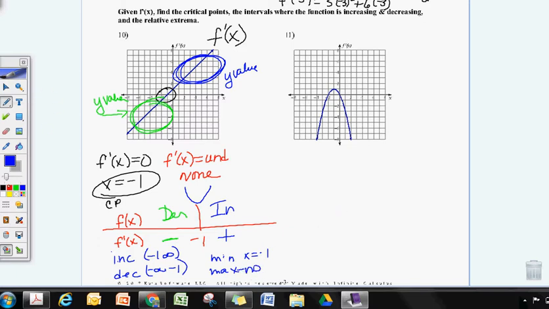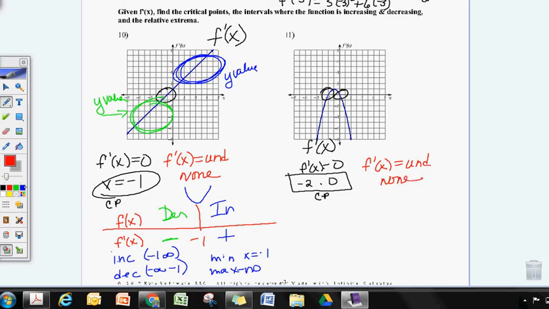Okay, so let's look at this again. So this is my derivative, and this is asking, where is my derivative equal to 0? And it's equal to 0 at 2 spots. So that happens to be -2 and 0, and those would be my critical points. I also just need to take a quick peek. Where is the derivative undefined? And in this case, it's undefined no place. So there are no CP points from there.